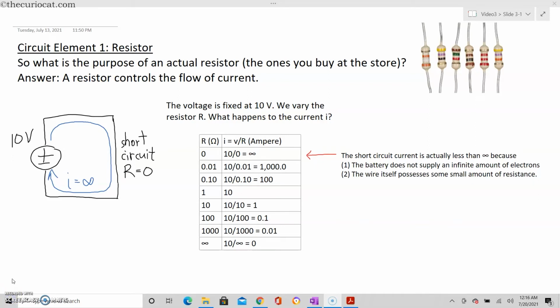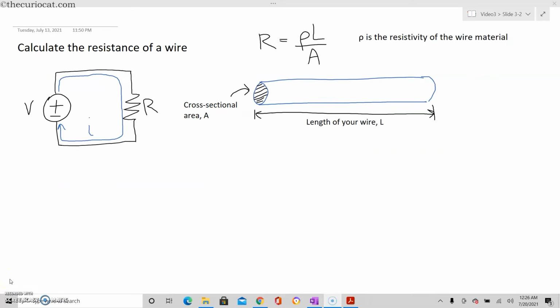This means that if you truly want to know the resistance of your circuit, you have to know how to calculate the resistance of a simple wire. The resistance of a wire is given by this formula. Rho is the resistivity of the wire material, L is the length of the wire, and A is the cross-sectional area of the wire, which is usually a circle, but it does not have to be.